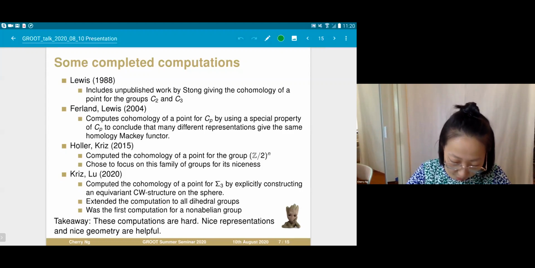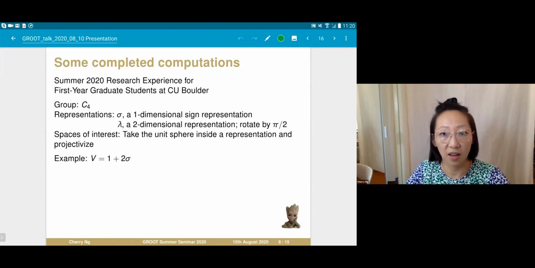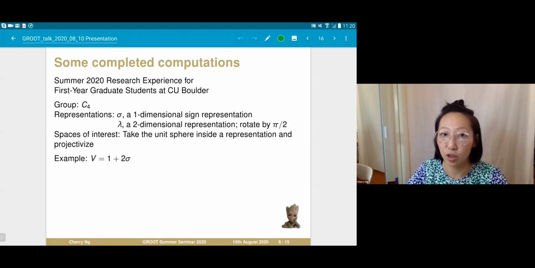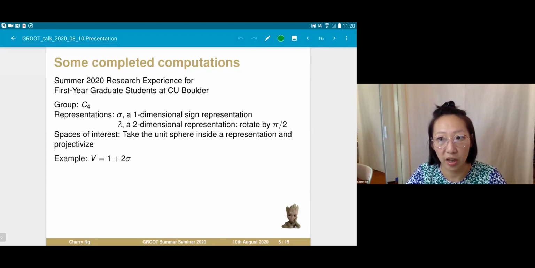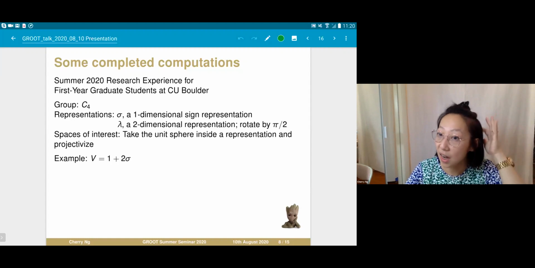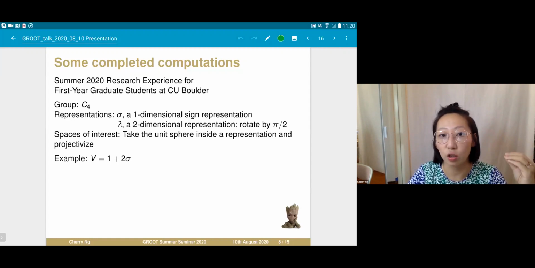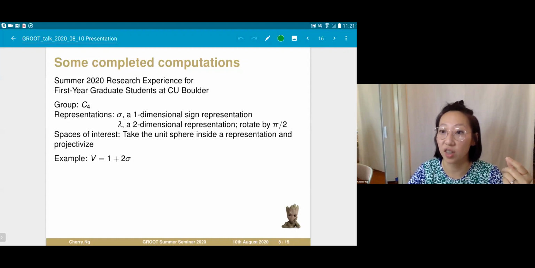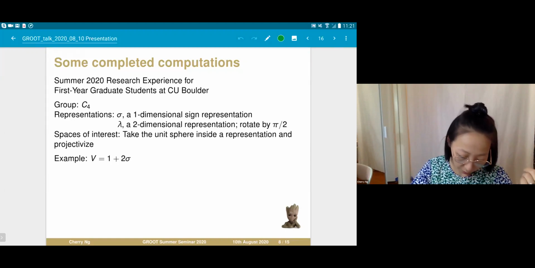Some other computations that were done: earlier this summer, my advisor ran a research experience for first-year graduate students at my university. And we do it every year for all the first years. They did basically this kind of computation, but they wanted to extend the space of interest, not just to representation spheres, but to representation spheres that have been projectivized. So let me say more about that.